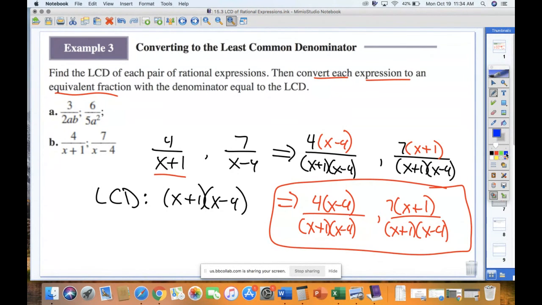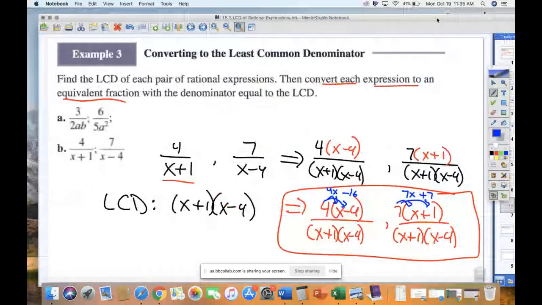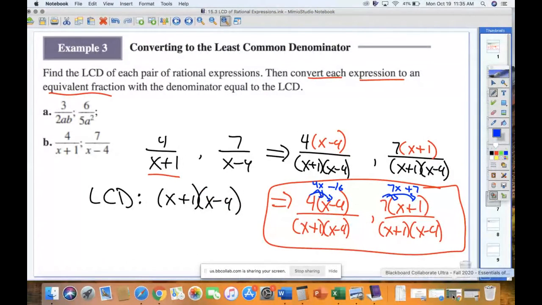Now, when we get into adding or subtracting, we will multiply the tops out and get 4 times x minus 16, and then 7 times x is 7x plus 7. But we don't need to do that right now because we're not adding or subtracting them. We're just changing the numerator in the same way that we changed the denominator. Okay? So understand, we will get to that, but we're not right now.